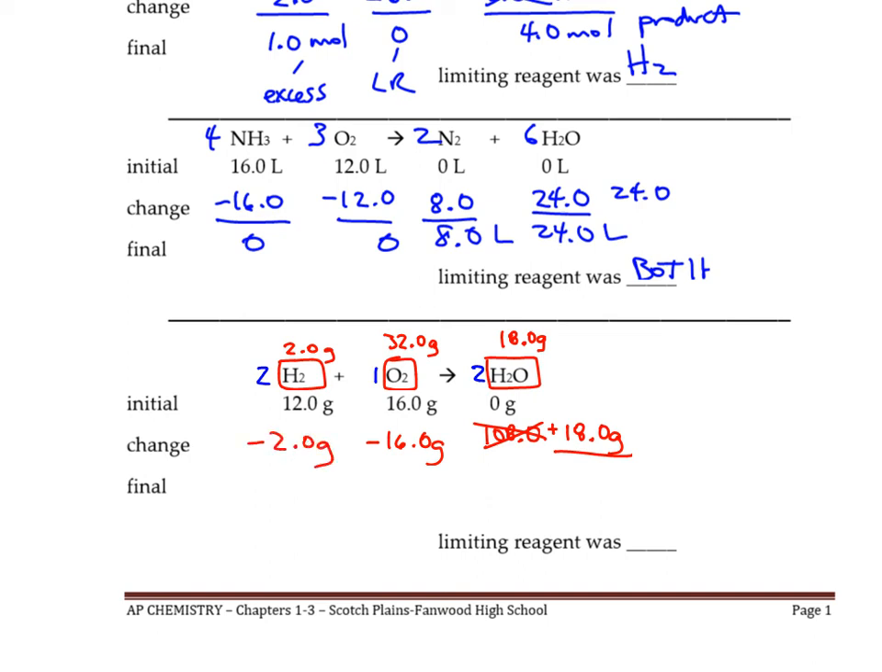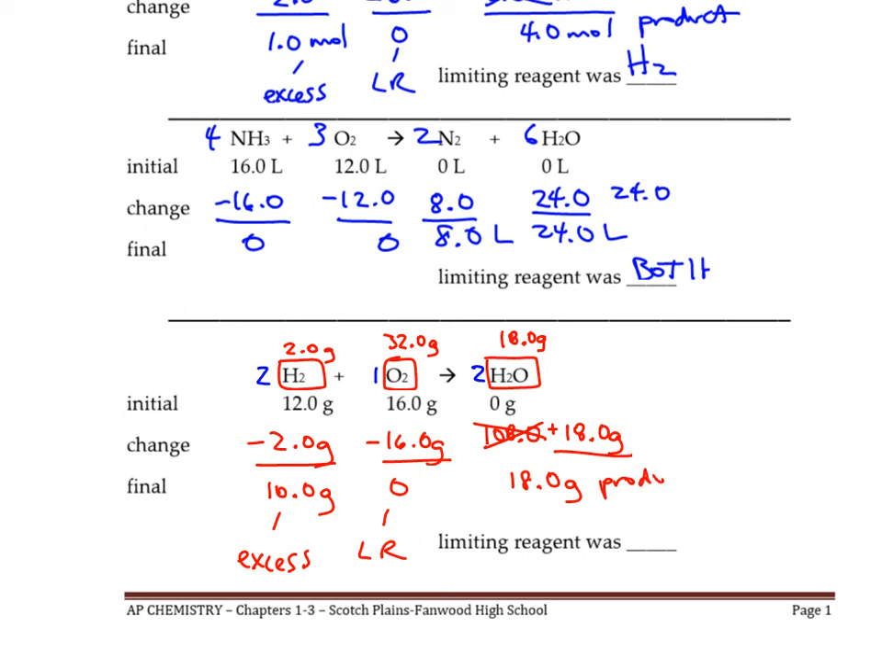So when I'm all done, I have 10 grams of this left over. I have none of this. I made 18 grams of that. And so again, this is the excess, this is the limiting reagent, and this is the product. And the limiting reagent was the oxygen.